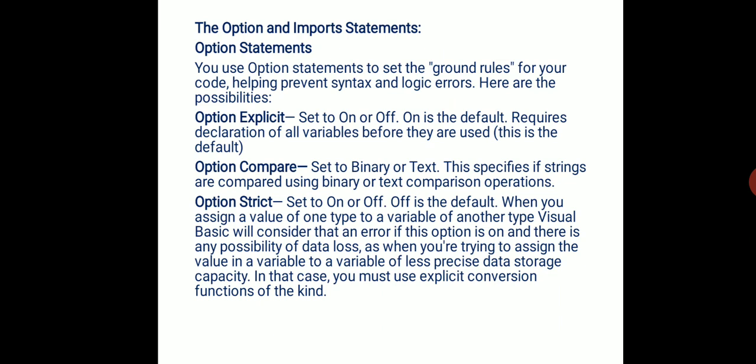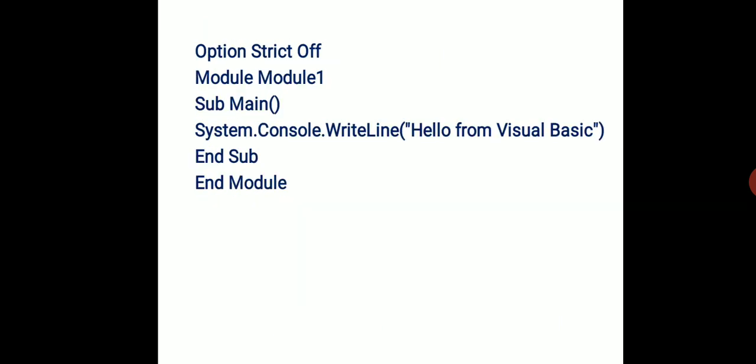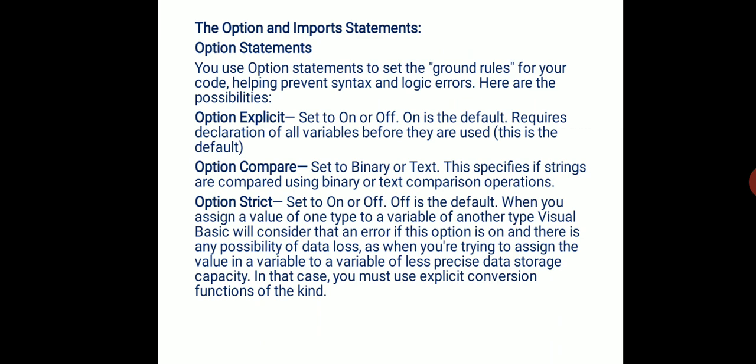So these are all three option statements: option explicit, option compare, option strict. Option explicit checks whether variables are declared or not before they are used. Option compare is to compare strings, and option strict is to avoid the possible errors when you assign the value of one type to another type of variable.